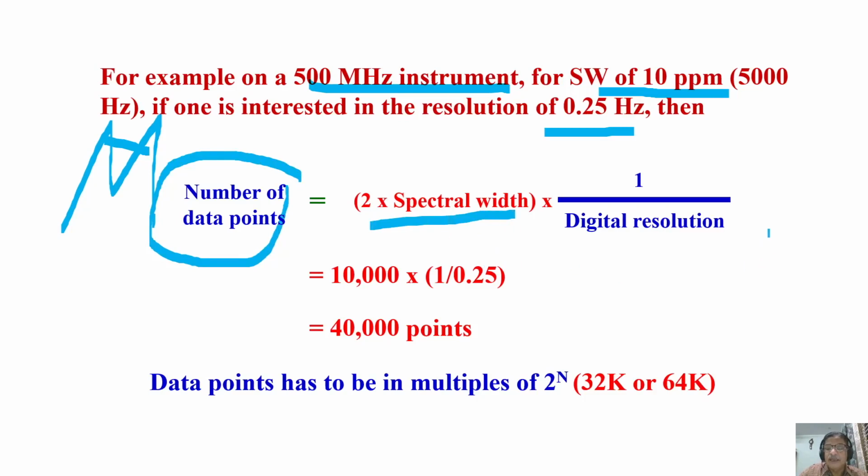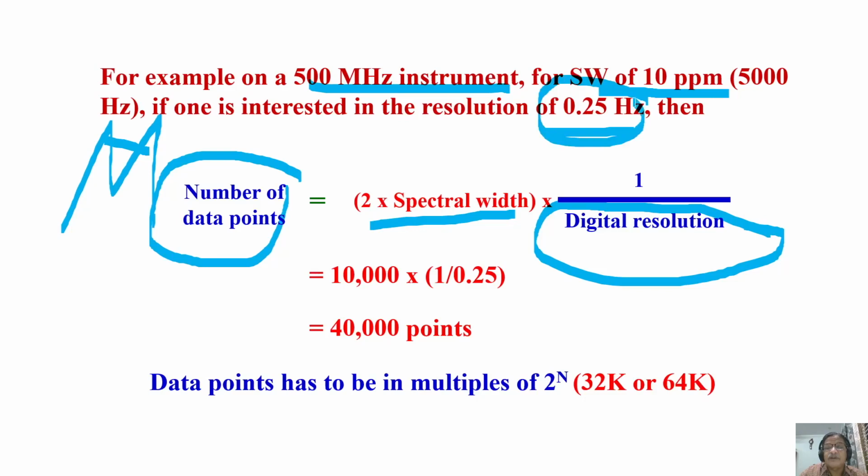Twice the spectral width divided by digital resolution. And this will tell me about my resolution. So my digital resolution should be at least 0.25 hertz. So the dwell time between two data points should be 0.25 hertz.